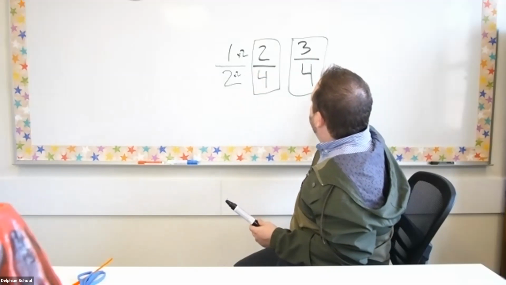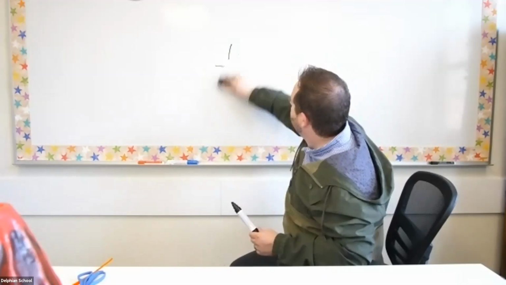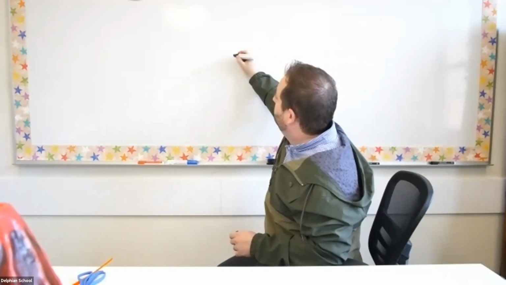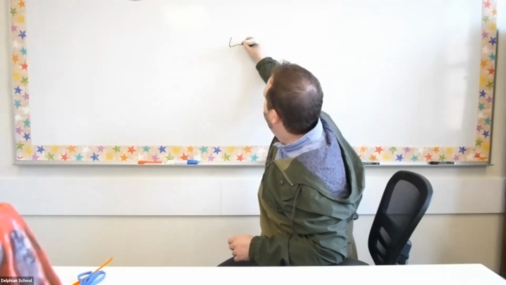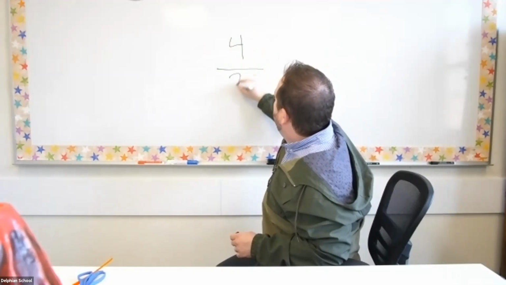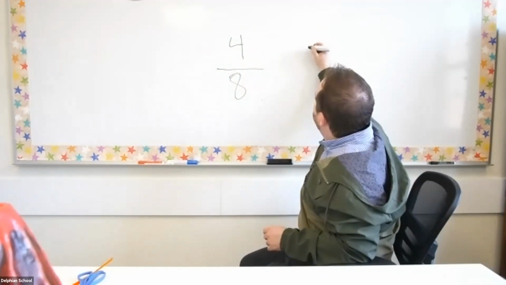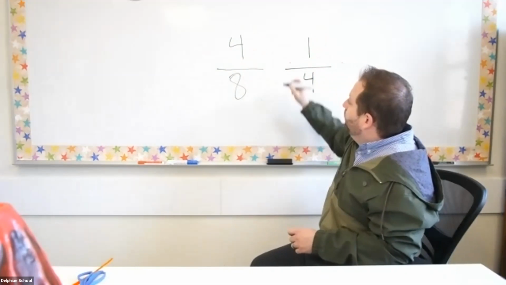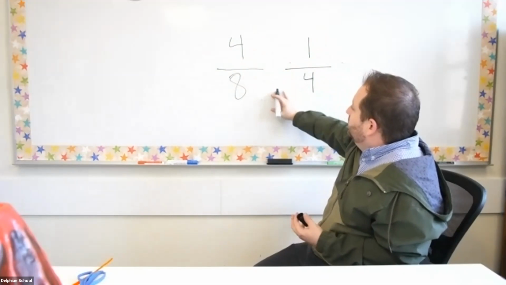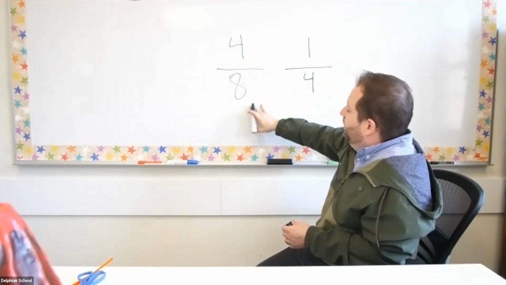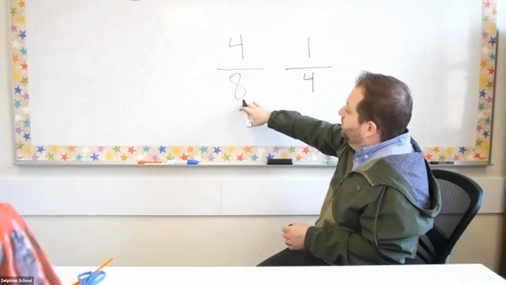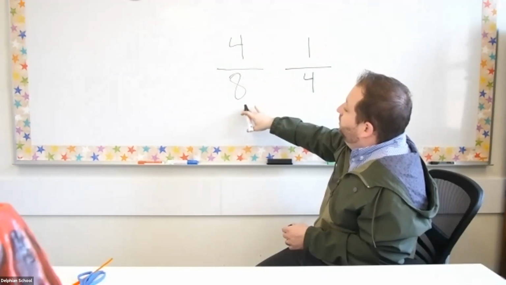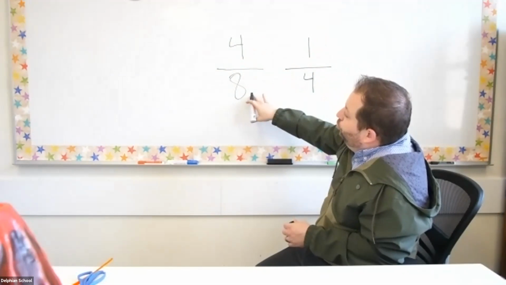You can also reduce a fraction. So reducing a fraction, you divide both the top and bottom by the same amount. So if I had 4/8 plus 1/4, what I want to do is get common denominators. So I want this to be 4 and this to be 4, or this to be 8 and this to be 8. So I'm going to reduce this fraction.